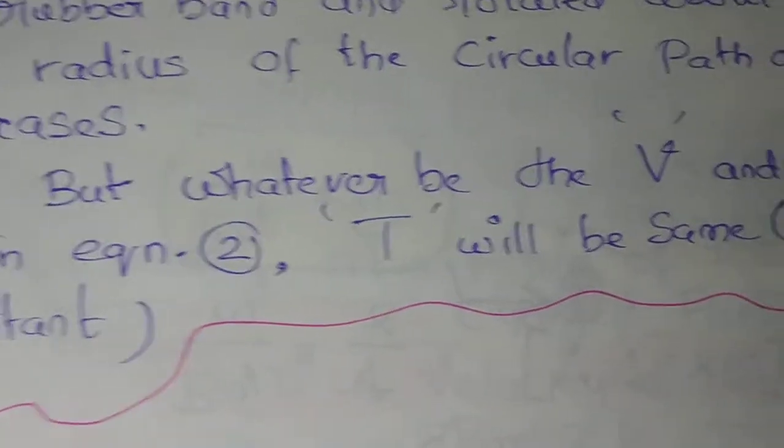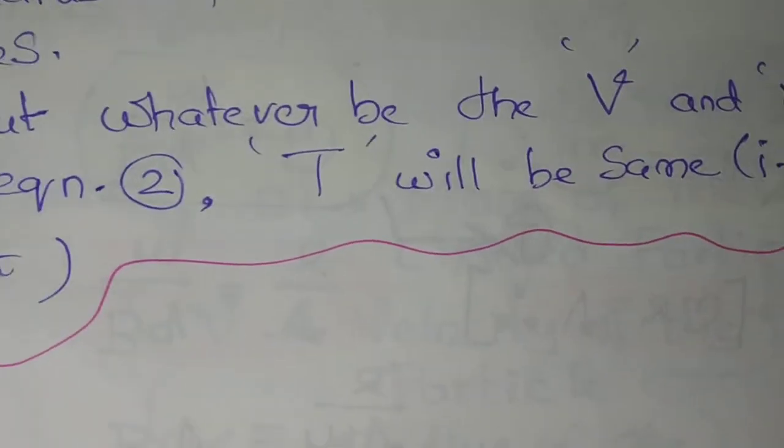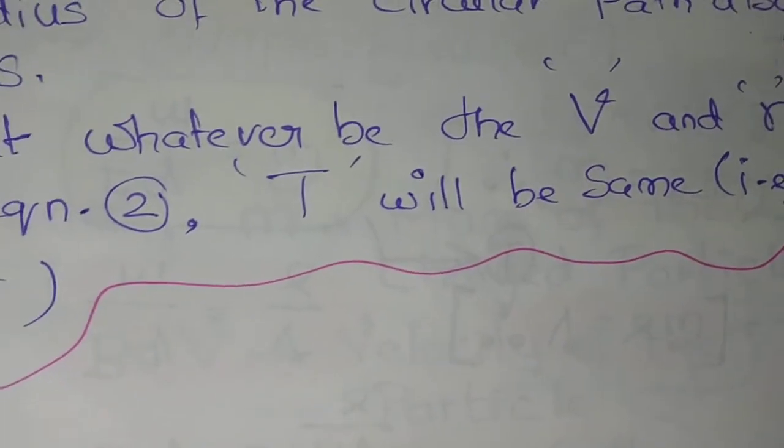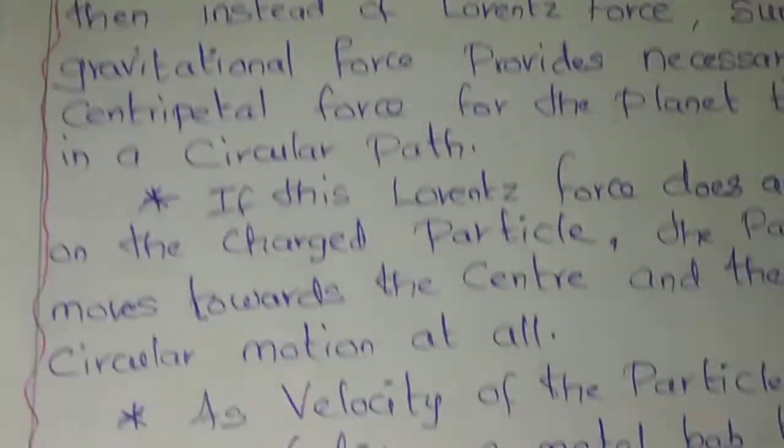Here, whatever be the velocity and radius, as in equation 2, the time period T will not change at all, it will be the same, that is always constant. I think you would have understood this concept.